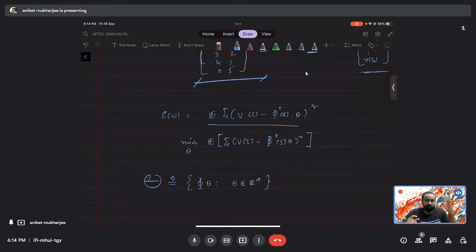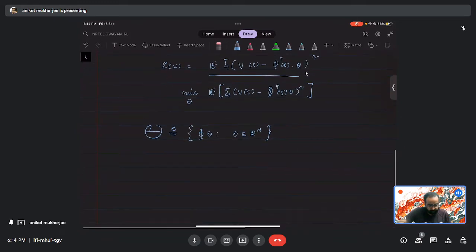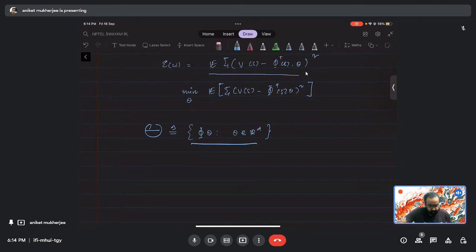Now my value function could be anything. So now I want to find one theta which is closest to the value function. So this is an equation of a plane in R^d. This is an equation of a plane. So what this gives is, I take any theta, I get a line in this plane.